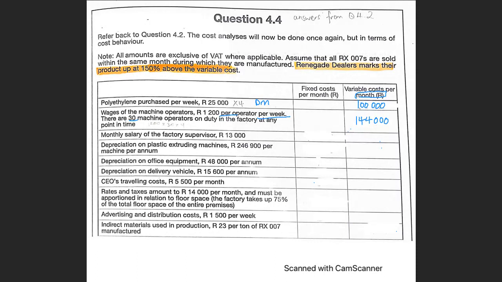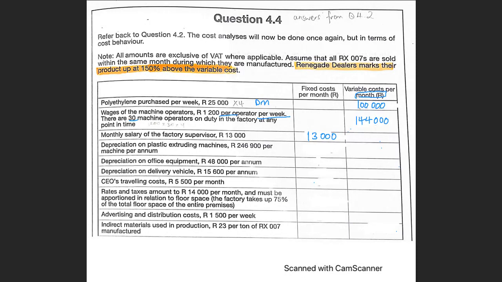Then you have your monthly salary of this factory supervisor. It's 13,000 rand, and here it is already on a monthly basis, so you don't have to do any sort of conversion. And the cost here is going to be fixed because this is a cost that will remain the same regardless of the number of units being produced. The factory supervisor salary does not depend on what your level of production is. So that's 13,000 here. Then the next one is your depreciation on your plastic extruding machines.